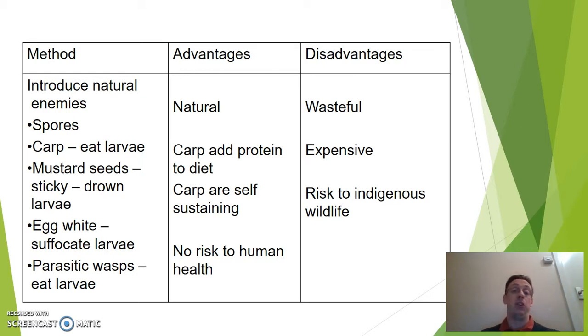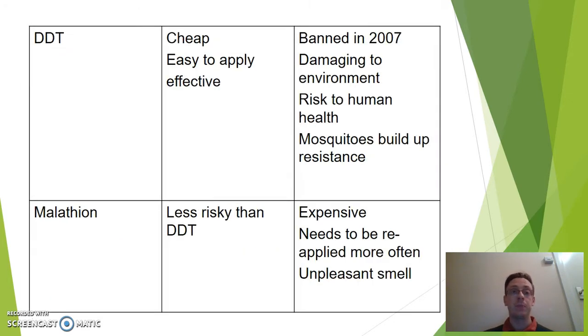Now, this is natural. If you use the carp version, you get to eat the carp when it's done, and carp will populate on their own. You don't need to manage that. And as a rule, there's not a huge risk to human health in any of these methods. It's wasteful, however, when you are looking at taking potential food sources like egg white and spreading them over big areas of water. It's expensive, and introducing new animals, even something like carp, into an area is always risky, because you are adding a new species into an environment and you don't necessarily know how that environment will cope with this addition.